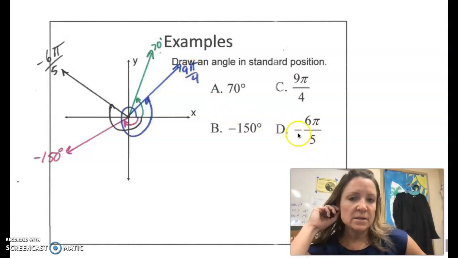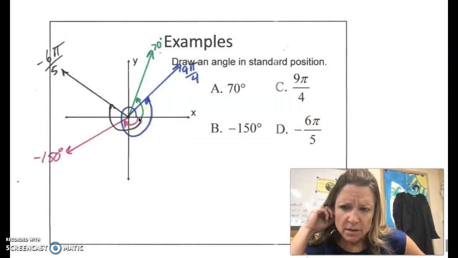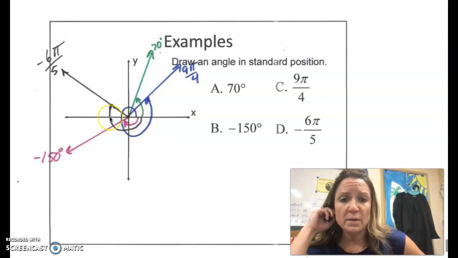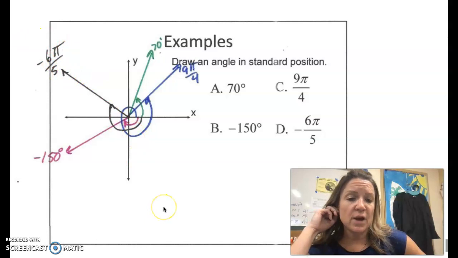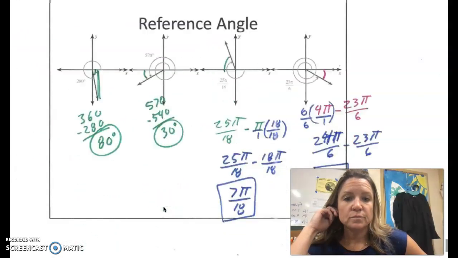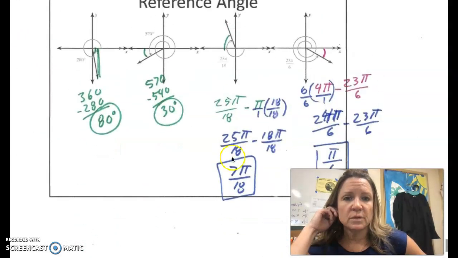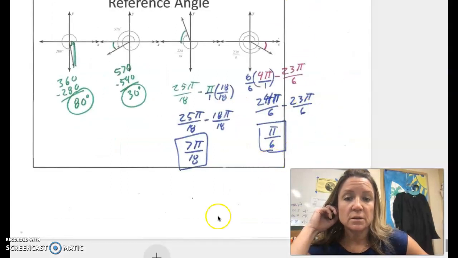And then D is -6/5 pi. So that is our black. So here to here would be -1 pi. And then just a little bit more would put us at -6/5 pi. So the black ray. Let me shrink that just a little bit. There we go.